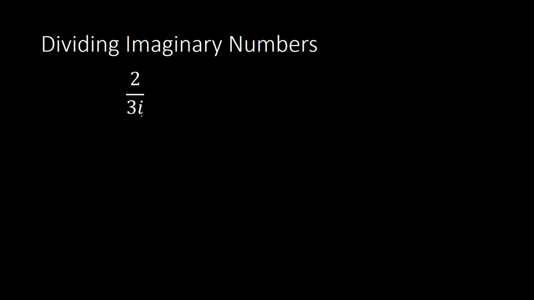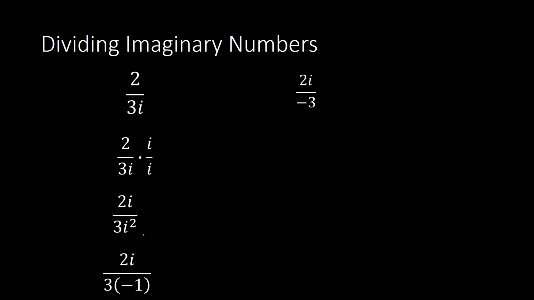So to get rid of the radical, I need to multiply by the radical. So what I'm going to do is I'm going to multiply the top and the bottom of this fraction by the letter i. So now what I have is 2 times i over 3i squared. And i squared, we said, is -1. So what we have is 2i over 3 times -1, or 2i over -3. And that is my solution. Or you can just write that as -2/3 i, same thing.